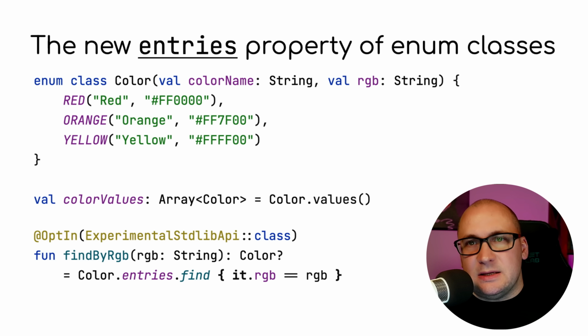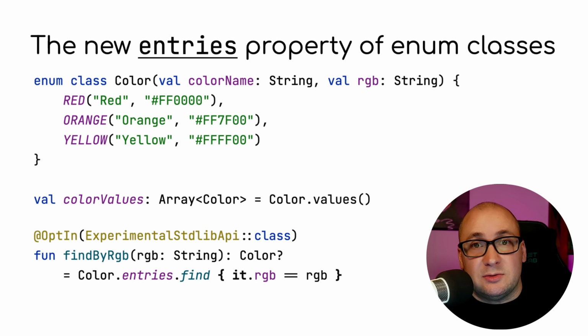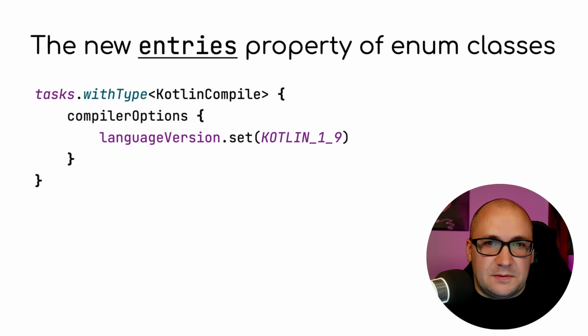This property is experimental at this time, and you need to opt in to use it. The values function is still supported, but we recommend you to use the entries property instead. To try this feature, you need to set the language version to 1.9 in the compiler options.